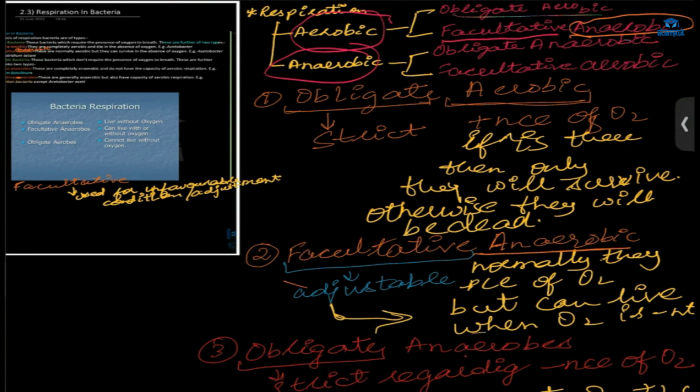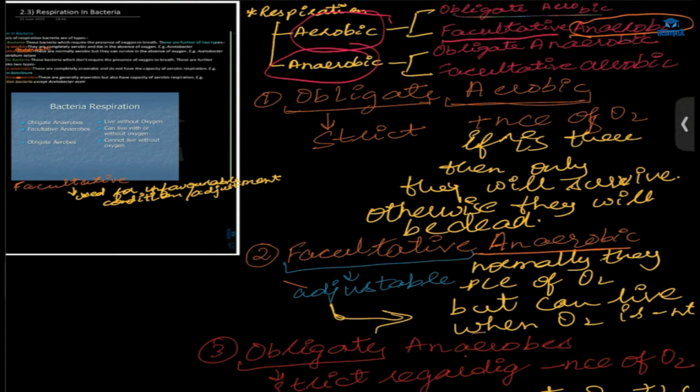So that's why they are facultative anaerobes. They can live in the presence of oxygen. It's not like obligate anaerobes, where in the presence of oxygen they die. In facultative anaerobes, even if oxygen is present, they can live. That's why it is facultative, adjustable. They say, okay, I will adjust. So they can survive both in anaerobic and aerobic conditions.